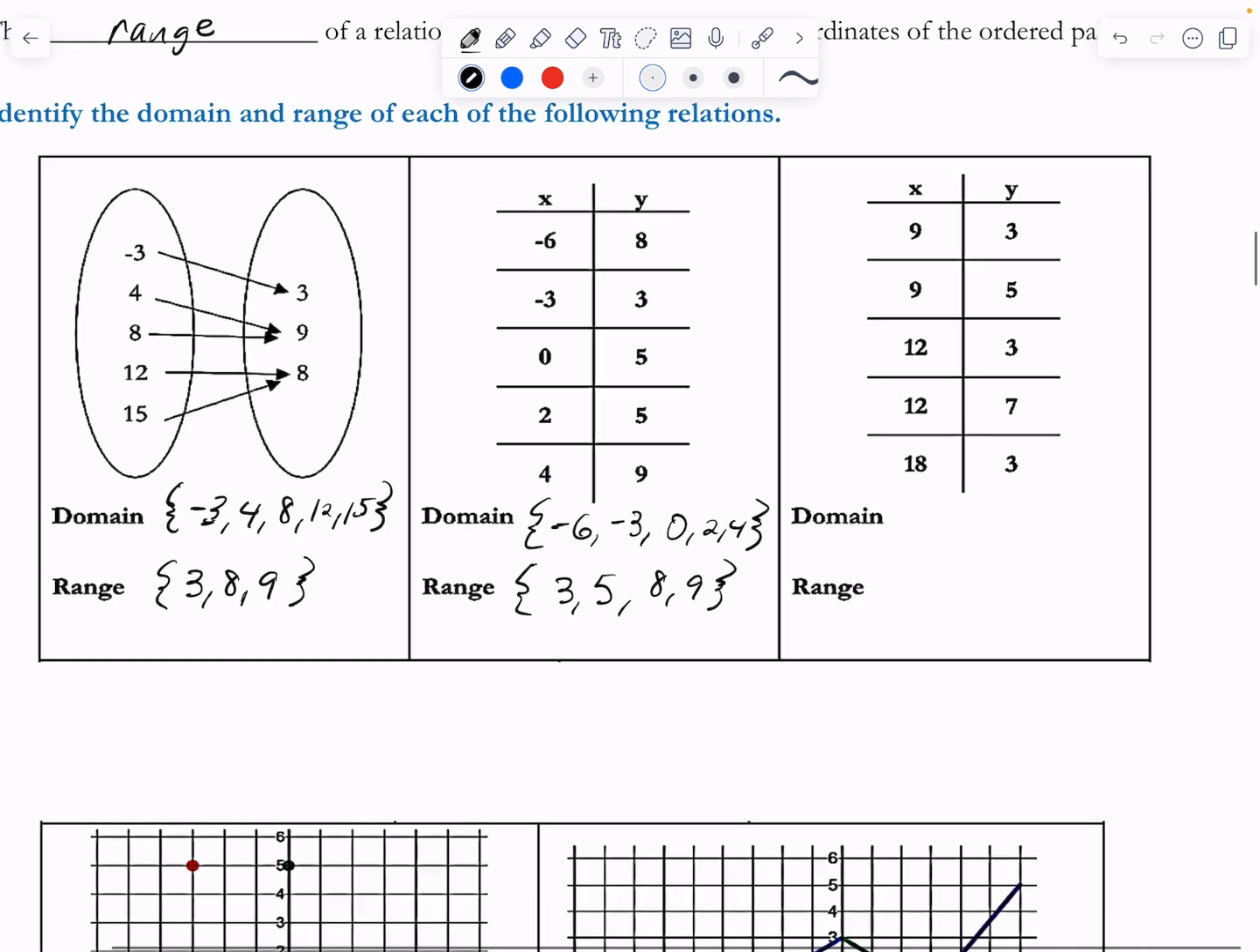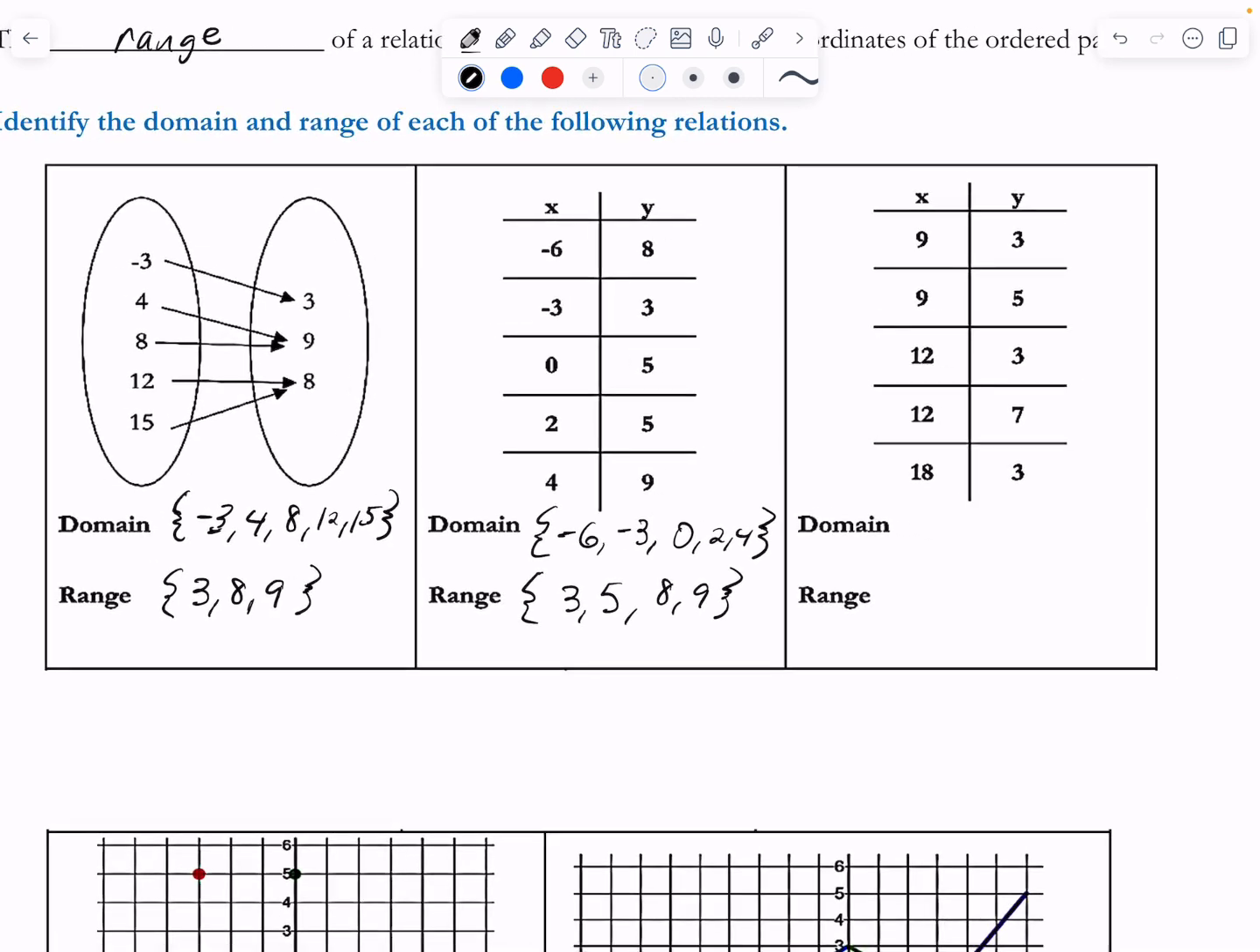And this last one here with the table, this was the one that we said was a relation. So I'm going to write 9, 12, and 18. My braces are getting worse, apologize. And then for the range, we have 3, 5, and 7.